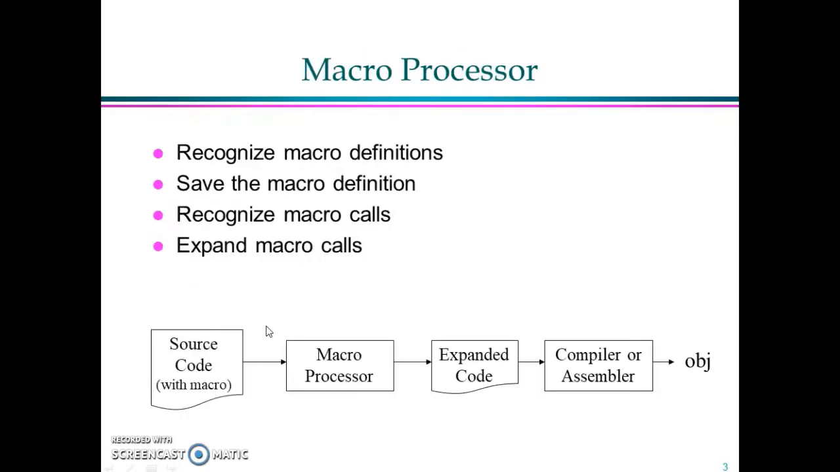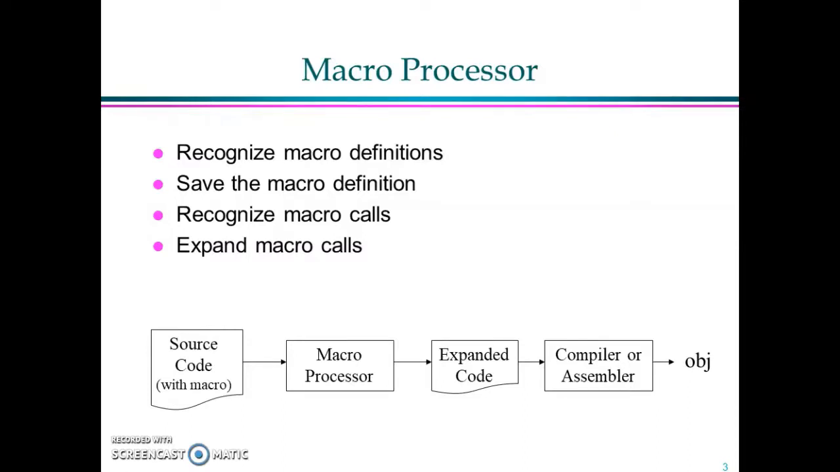For this process, it recognizes the macro definitions, saves the macro definition, recognizes the macro calls, and expands macro calls. These are some of the steps that are done. Source code with the macro is given to the macroprocessor. It expands the code, and the compiler or assembler then generates the object code.